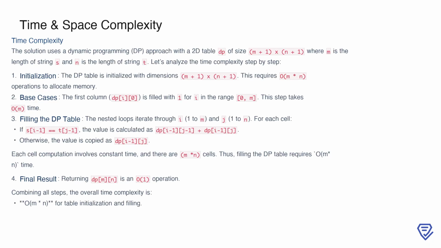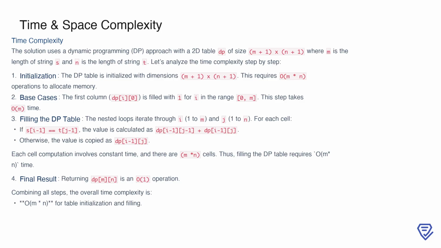To analyze the time complexity of our dynamic programming solution, we start by noting that the approach uses a 2D table DP of size (M plus 1) x (N plus 1), where M is the length of the string S and N is the length of the string T. The first step is the initialization of this table, which requires allocating memory for all (M plus 1) x (N plus 1) entries. This step takes O(M*N) operations. Next, we handle the base cases by setting all entries in the first column, DP[i][0], to 1 for i ranging from 0 to M. This step is linear in M, so it takes O(M) time.